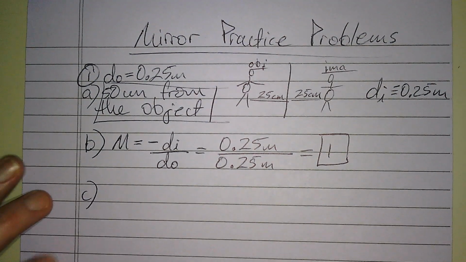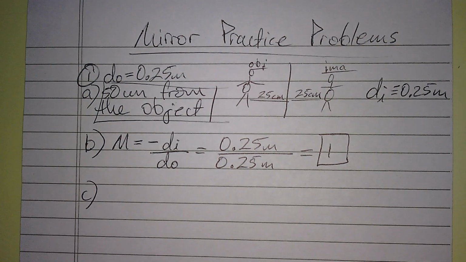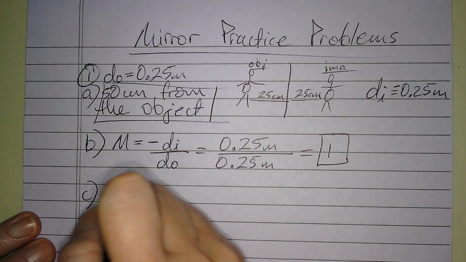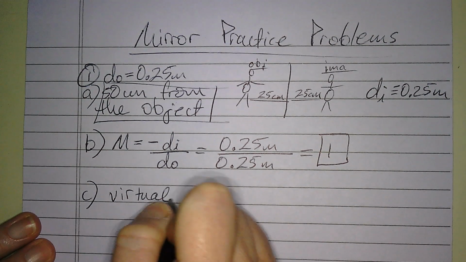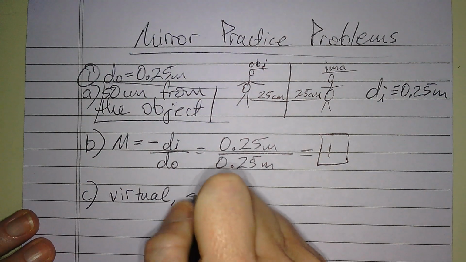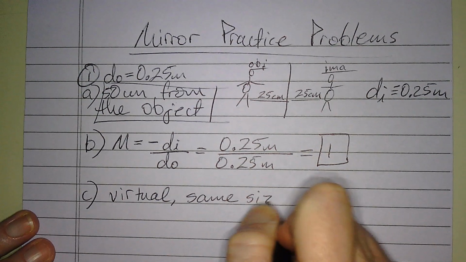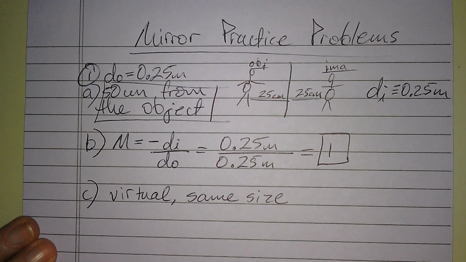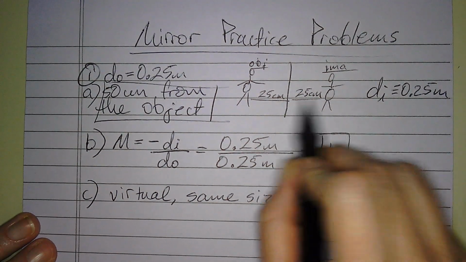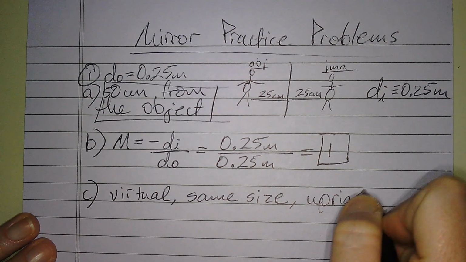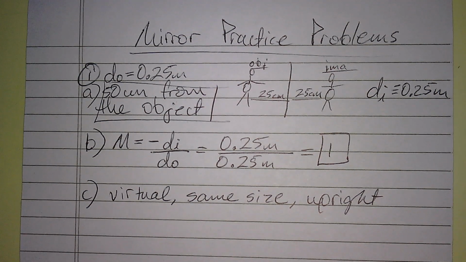Then it asks, classify the image as real or virtual. If the image is formed behind the mirror, then it is virtual. We want to know if it's magnified, the same size, or reduced. It has a magnification of 1, so it's the same size. And we want to know if it's upright or inverted. Well, with a plane flat mirror, images are always upright. So that's all you do.